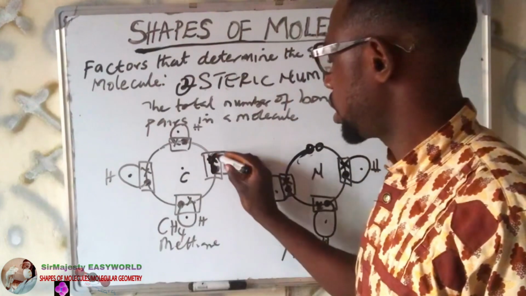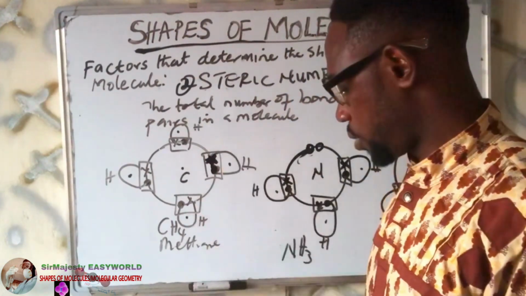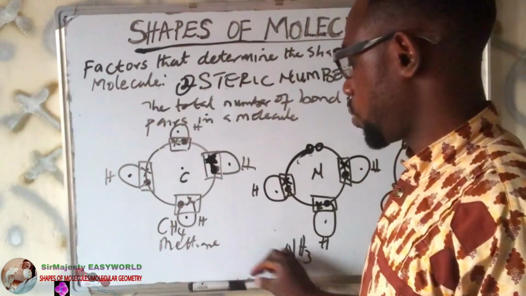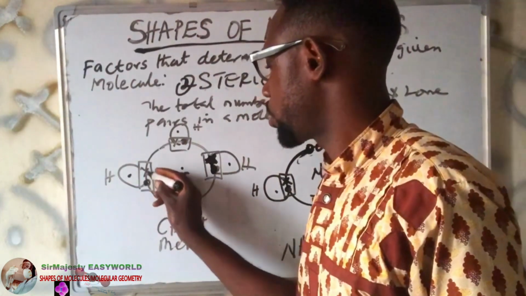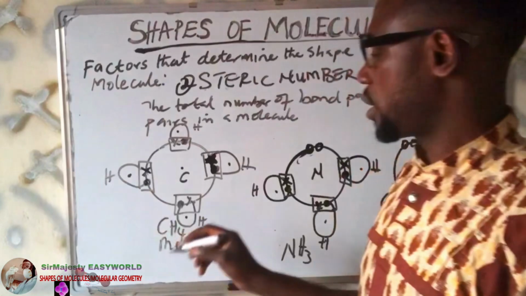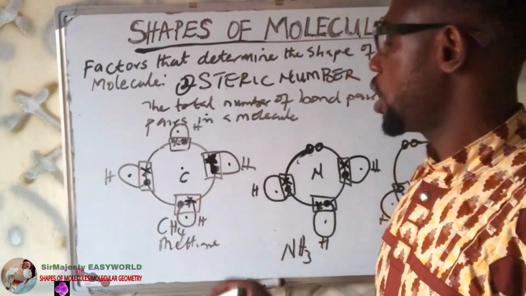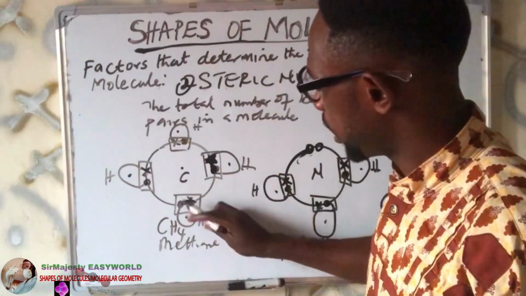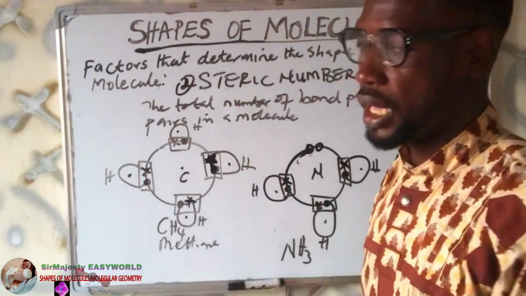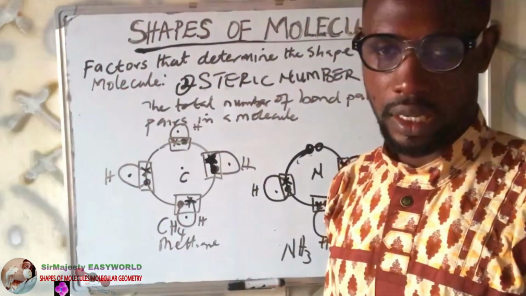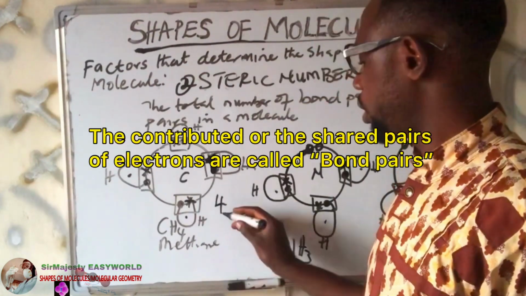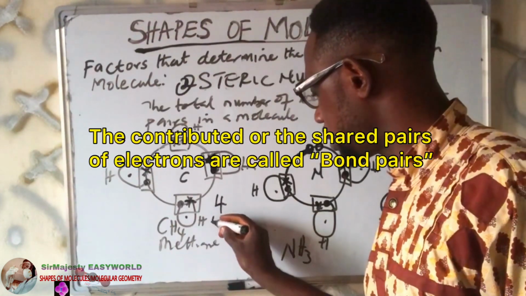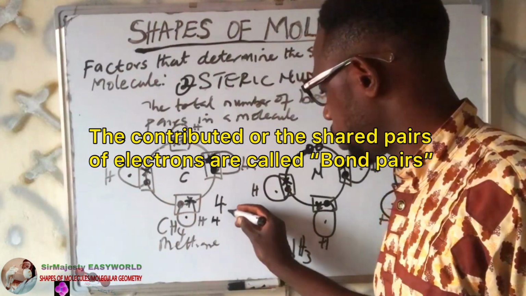The cross here represents the one from hydrogen, while the dot represents the one from carbon. You can use cross for carbon and dot for hydrogen. This is what we call the cross and dot diagram, just to know the contributions. So they are all paired. One came from here, so contributed pairs are what we call the bond pairs in a covalent molecule. So the steric number here is 4. But what makes it up? 4 bond pairs and what?